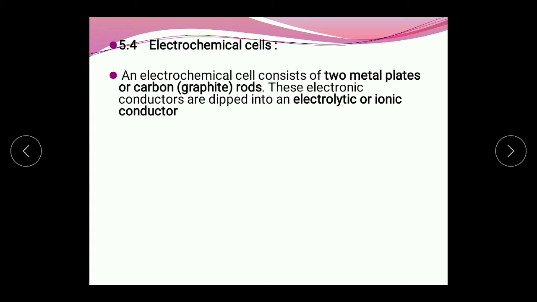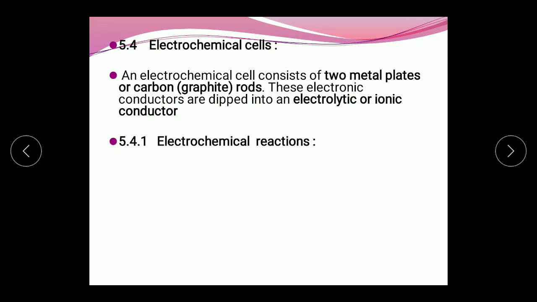Electrolytes we learned about in the previous sessions. There are only three types: acids, bases or salts. We can prepare their solutions, and those are electrolytic or ionic conductors. So, an electrochemical cell is prepared now. Now, what happens in an electrochemical cell?